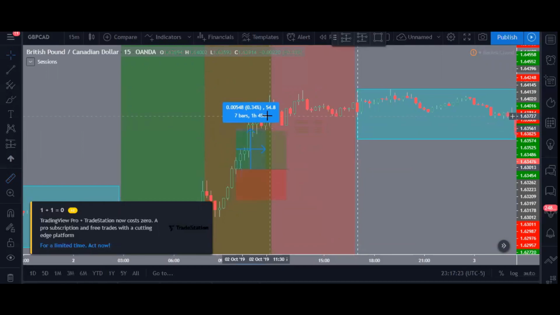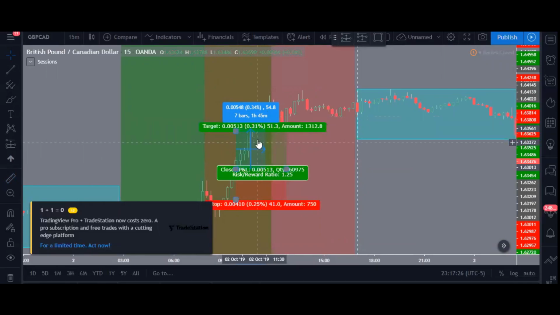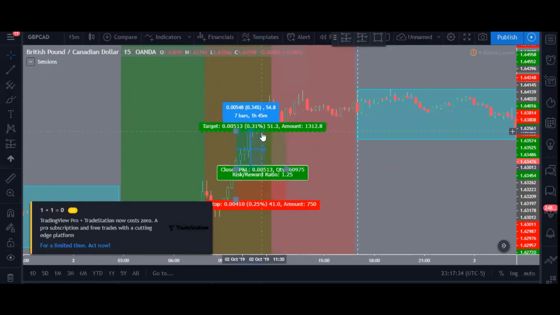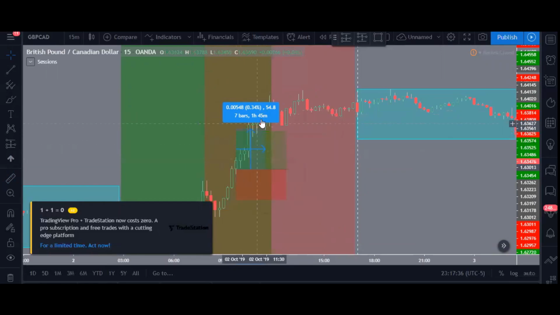So the first trade would have been 51 pips. Second trade would have been about 54, 55 pips. So in total, you're looking at a little over 100 pips in a little bit over an hour. One move in the middle of the night.